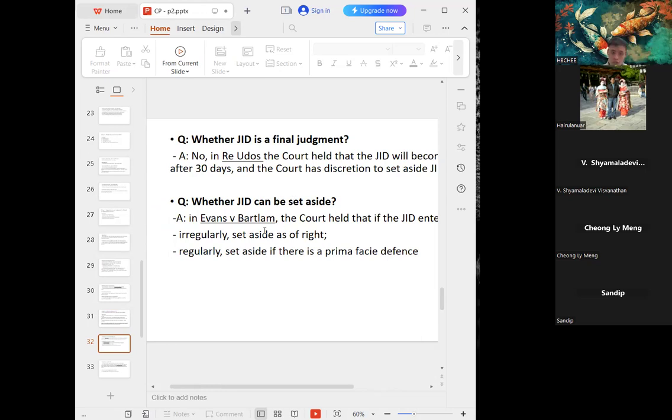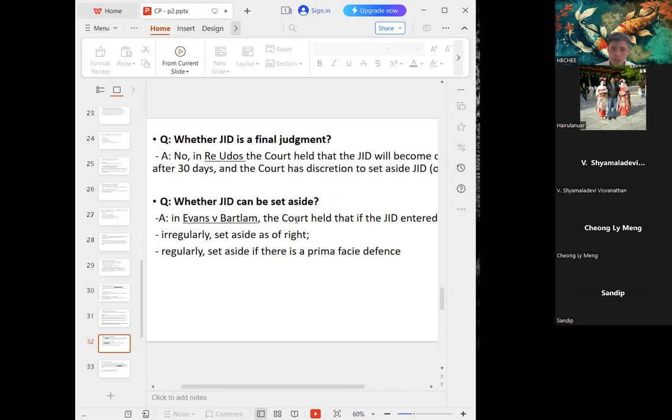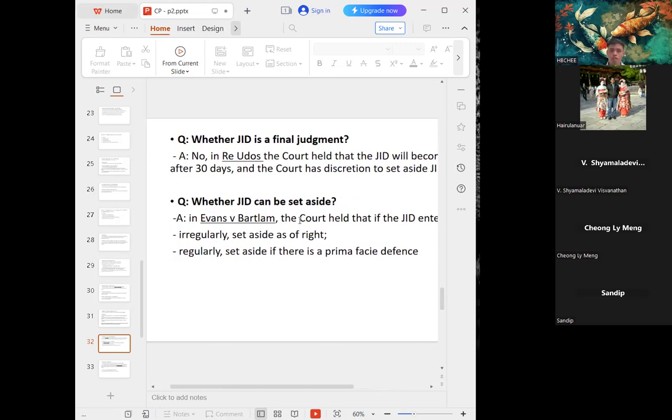In the case of Evans and Butler, the court held that if the JID is entered irregularly, you can set aside as of right. However, if the JID is entered regularly, then you can set aside if there is a prima facie defense. So I will try to explain what is the difference between irregularly entered JID and regularly entered JID.